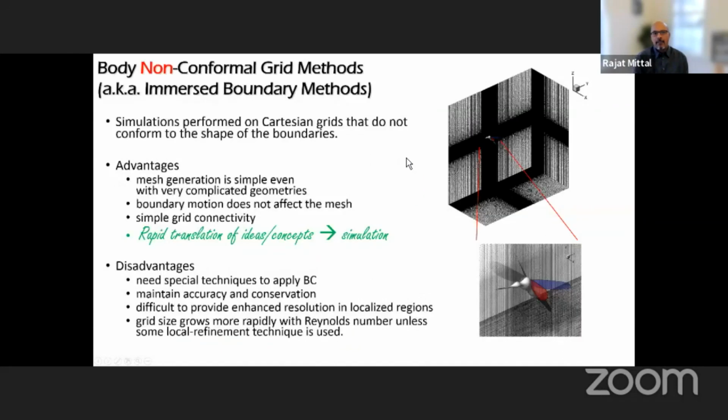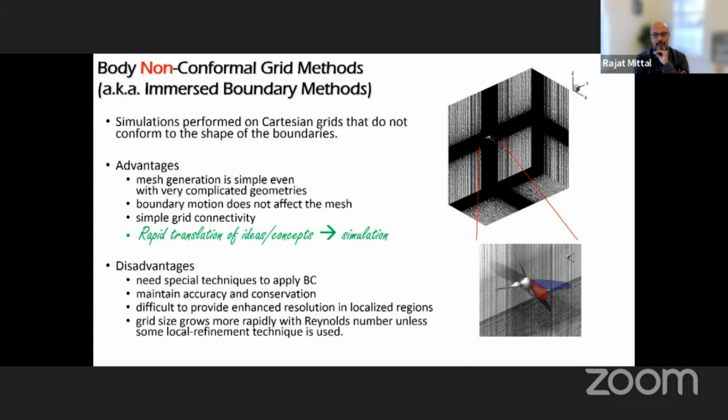In contrast, body non-conformal grid methods, which we can also call immersed boundary methods, basically perform all their simulations on Cartesian grids. This is one of our simulations of a mosquito in flight. And the mesh is a Cartesian mesh. It's a single block Cartesian mesh. And the mesh is stationary. It does not move even though the wings are flapping and the body is moving. The advantage of this is that we can very rapidly perform simulations because the mesh is so simple and the movement of the boundary is not affecting the mesh.